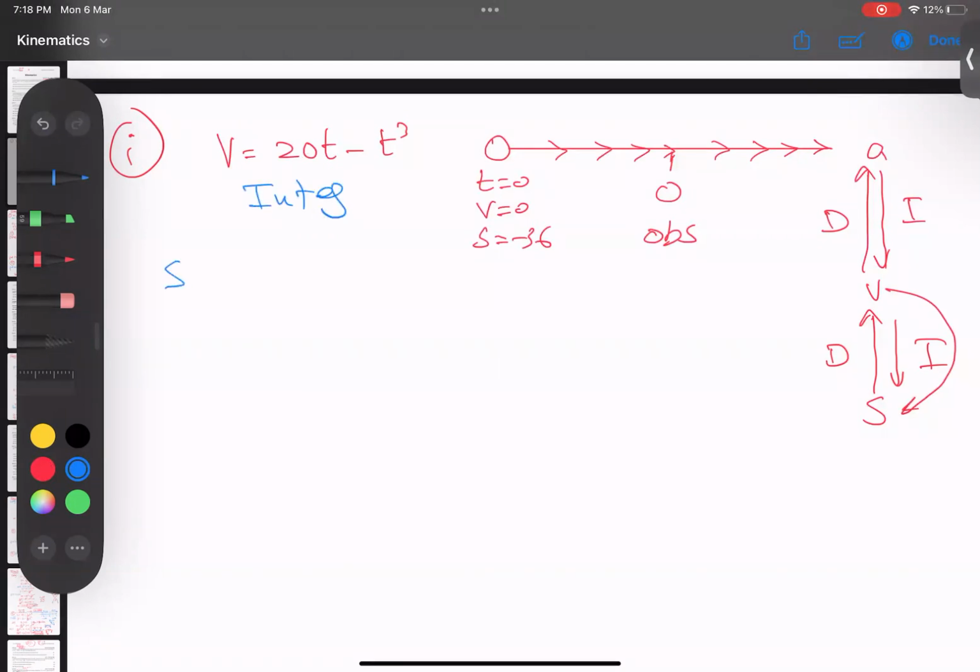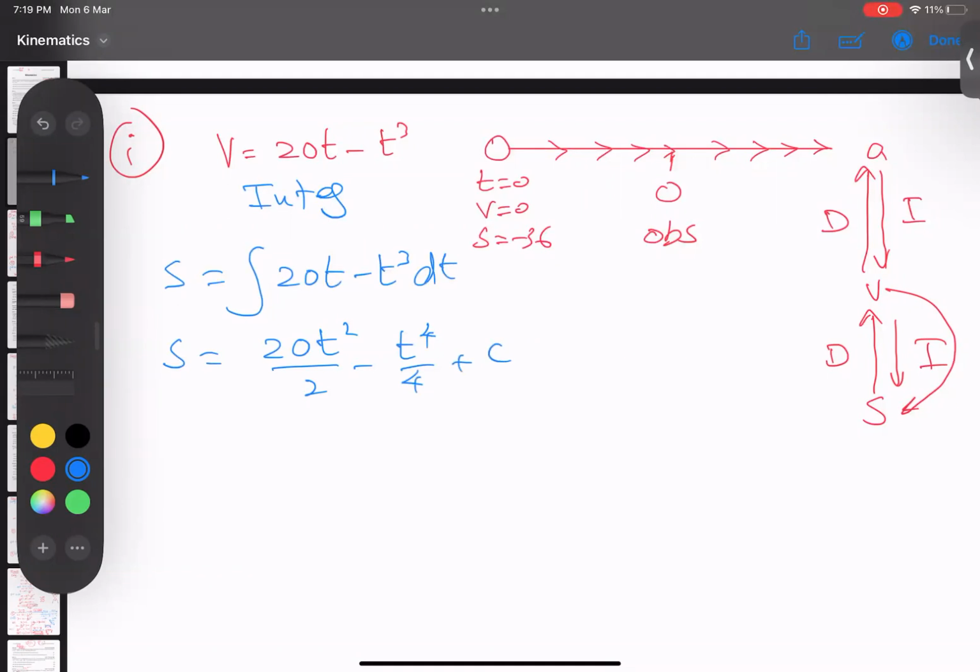So I get S equals the integral of 20t minus t to the power 3, dt, and we must not forget the constant. So S equals: what is the power of t? 1, so it becomes 20 t squared over 2. What is the power of t? 3, so add 1, t to the power 4 over 4, plus c.